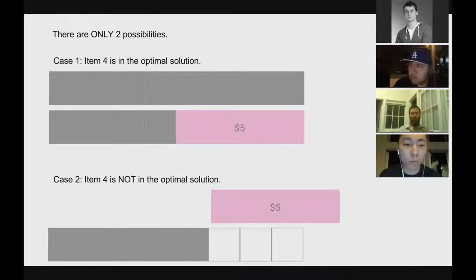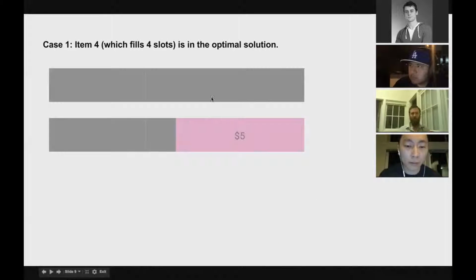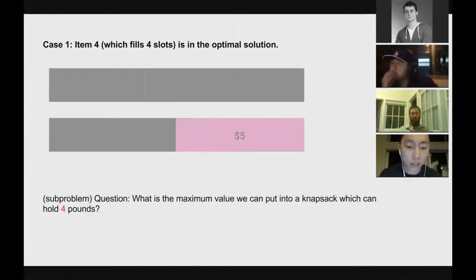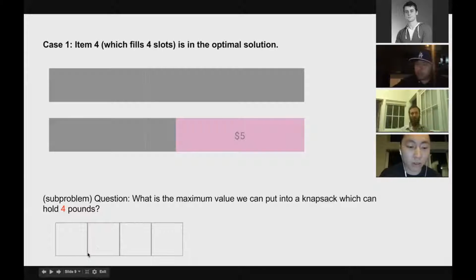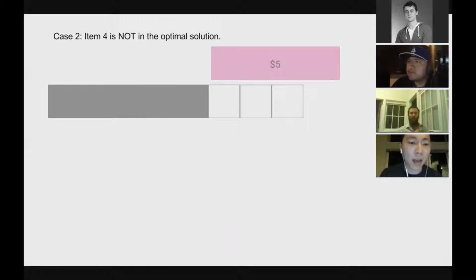So again, for case 1, if we assume that it fits into these 4 slots, now we have a new question: what is the maximum value we can put into a knapsack which only holds 4 pounds? If we optimize this with item 4, what's the maximum value that goes into this space? Basically, we've reduced the problem to a much smaller problem, which is how to optimize 4 slots. Case 2, again, is that item 4 is not in the optimal solution. In this scenario, there's just not enough room. You can't put it in there.